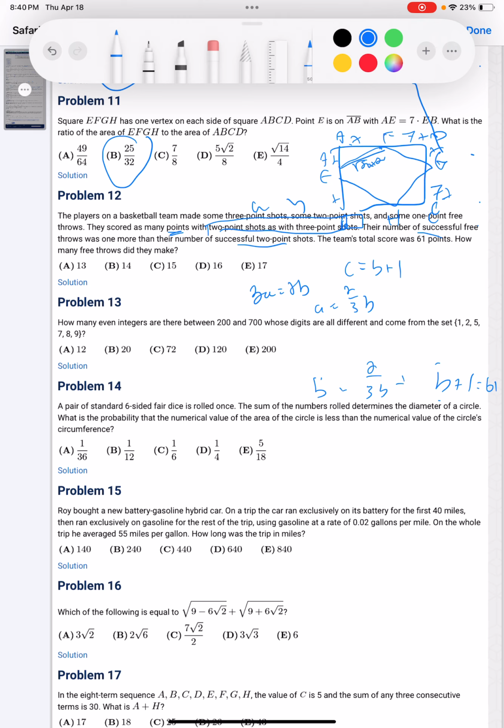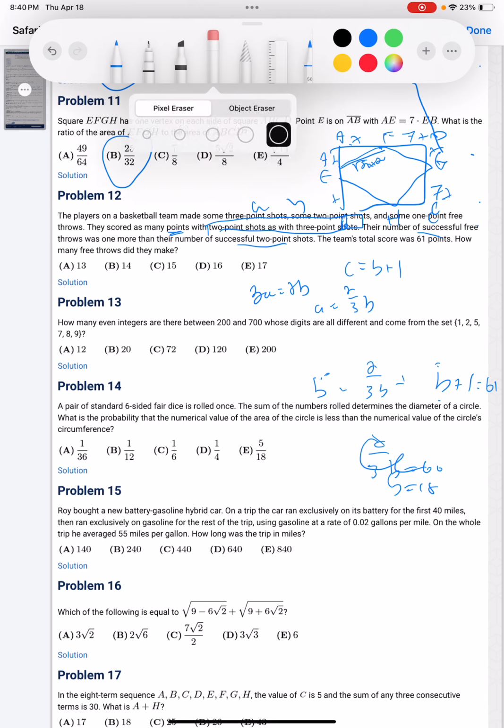Wait, what? Hold on. That's 3/3, 3/3, 6/3, 8/3. B equals 60. 180 over 8 is 18. So B equals 18. Right? Yeah, because... Oh, wait. Wait, what? 180. I'm doing something wrong again, bro.